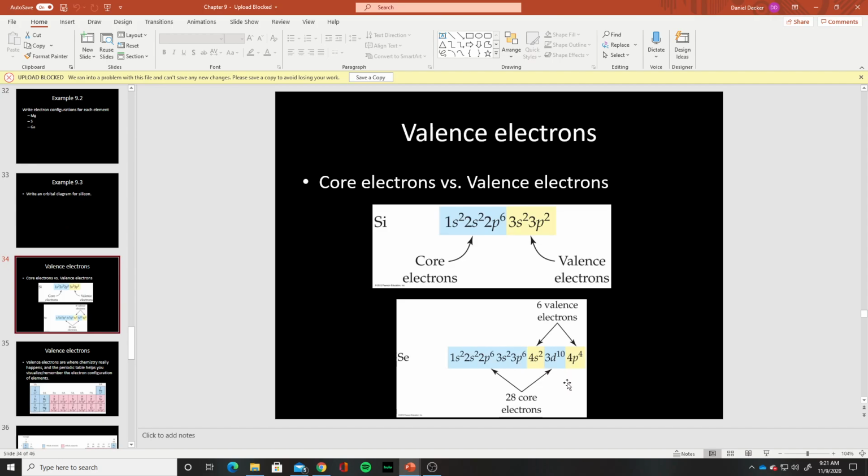I do expect you to recognize the difference between core and valence electrons as well. So that would be a relatively simple question. I could give you an already created electron configuration, and the question would just be how many valence electrons are there, how many core electrons, and so you would have two numbers to fill in.